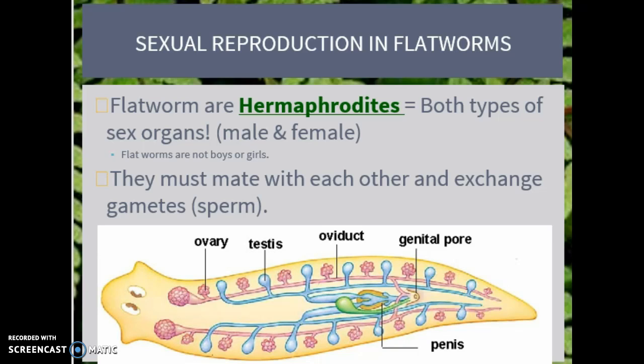We have a flatworm here on the board with some of its parts labeled for us in cartoon style. Flatworms are considered hermaphrodites. That means they have both sexual organs in them, both male and female. So flatworms are not girls or boys. They're both. They must mate with each other and exchange the sperm.